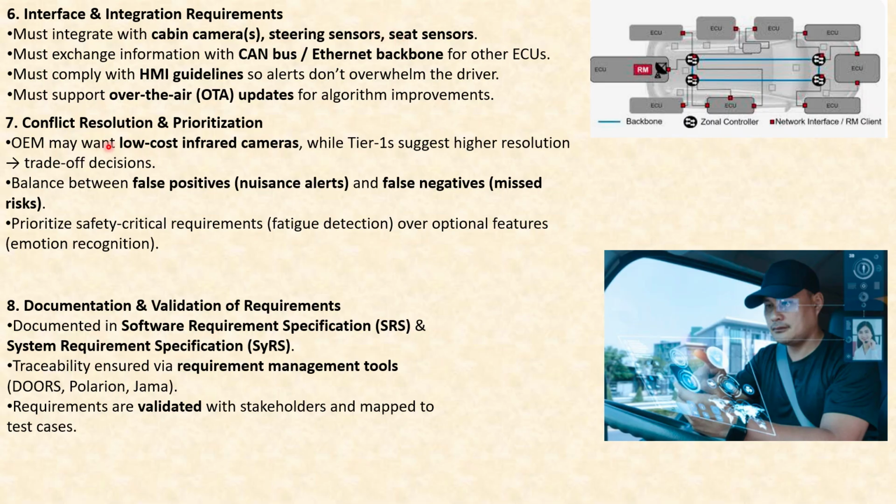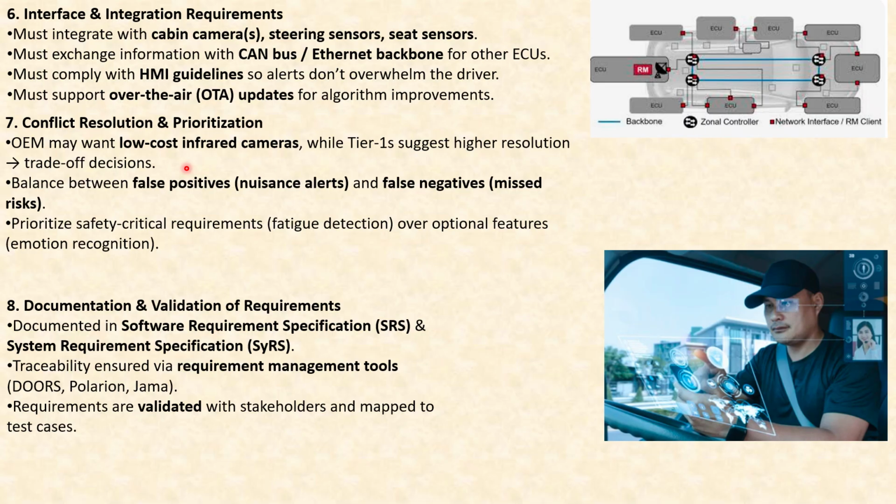Now, talking about conflict resolution and prioritization, the OEM may want low-cost infrared cameras, while Tier 1s suggest higher resolution. These are trade-offs. These kinds of discussions or differences of opinion may sometimes happen between the OEM and Tier 1s, and they must be resolved at the beginning itself. There must be a proper balance, or rather a trade-off, between false positives and false negatives, and safety-critical requirements must be prioritized over optional features.